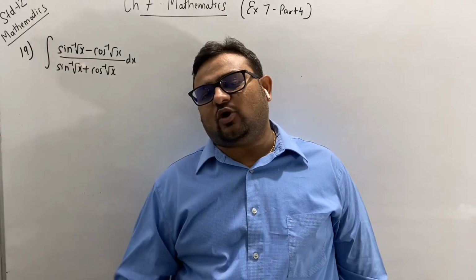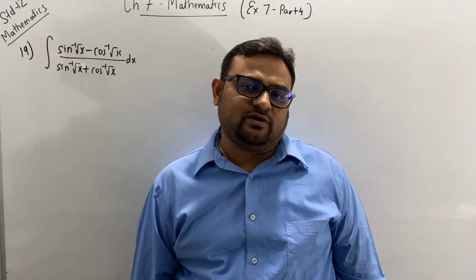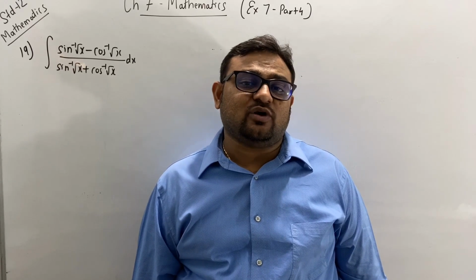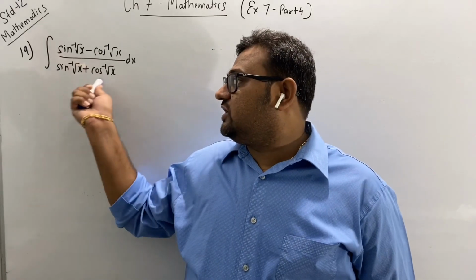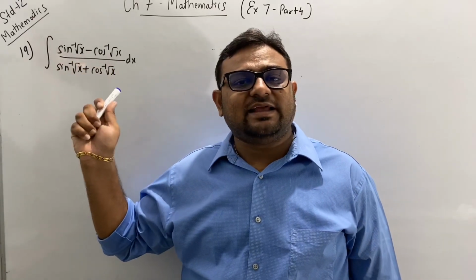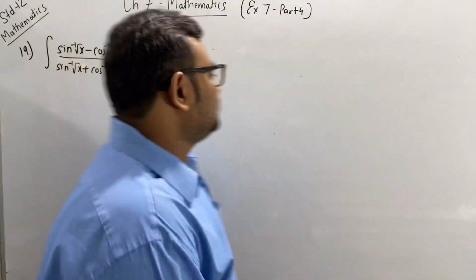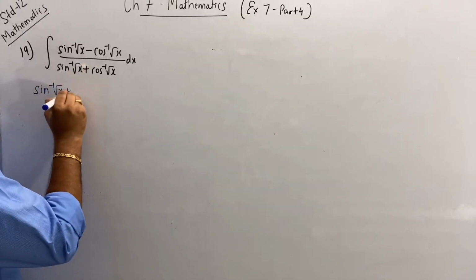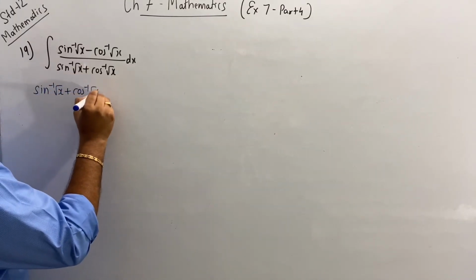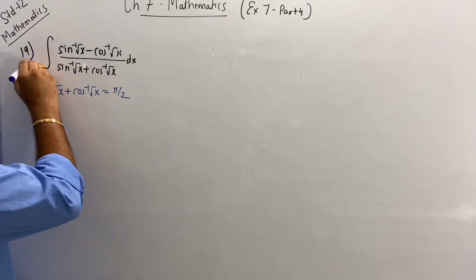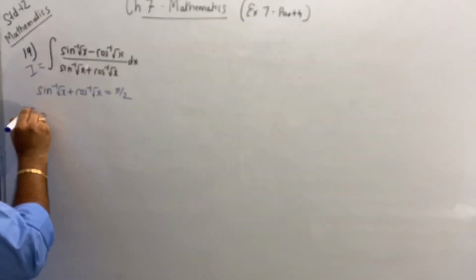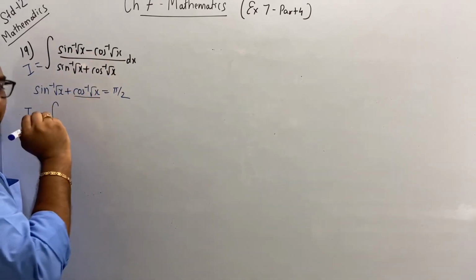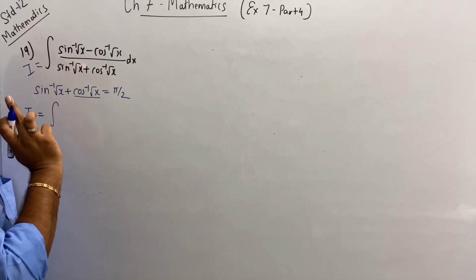We will use the property that we had used in inverse trigonometry. What is the property? Sin inverse x plus cos inverse x is equal to pi by 2. So see here, in the denominator we can directly replace it by pi by 2. So I'm using this: sin inverse root x plus cos inverse root x is equal to pi by 2. So what will be our integral? Now see, instead of cos inverse root x, what can I use? Pi by 2 minus sin inverse root x.